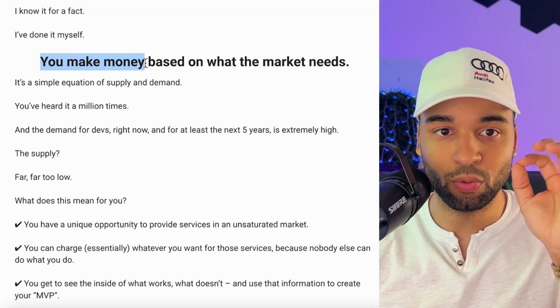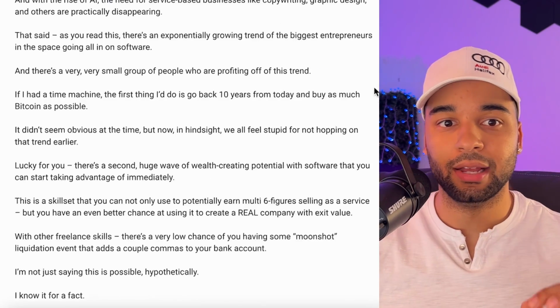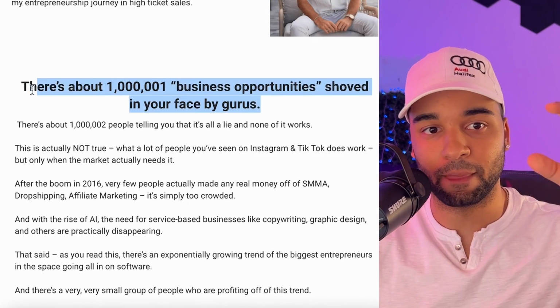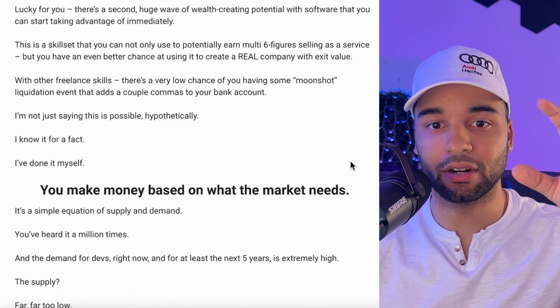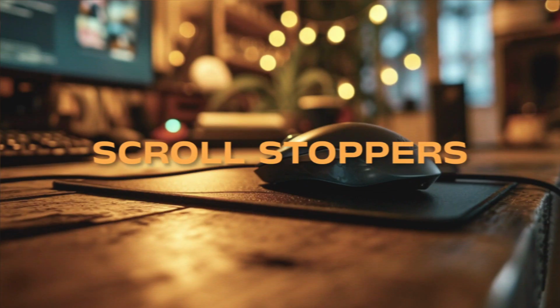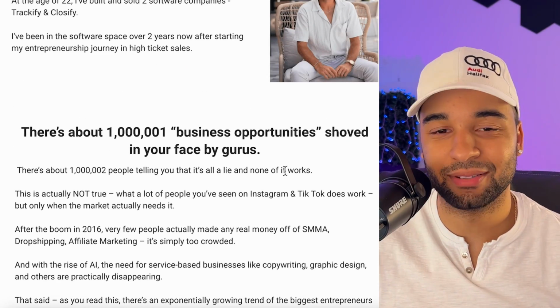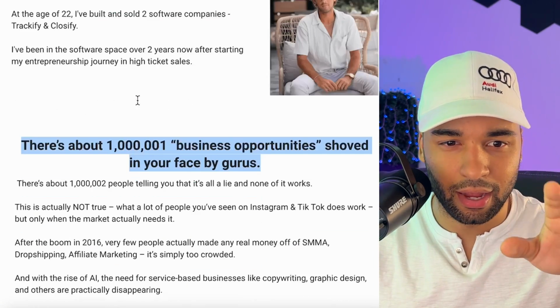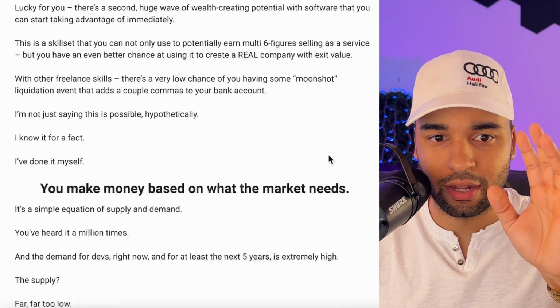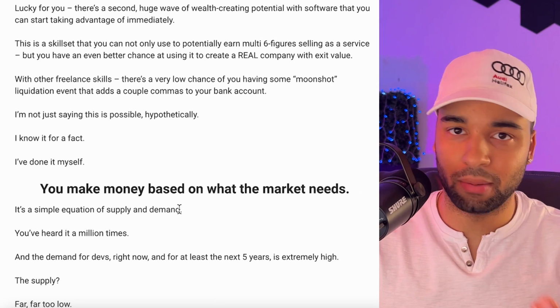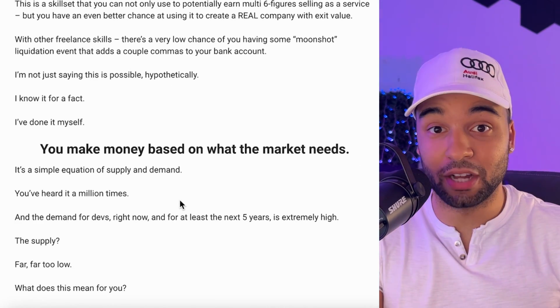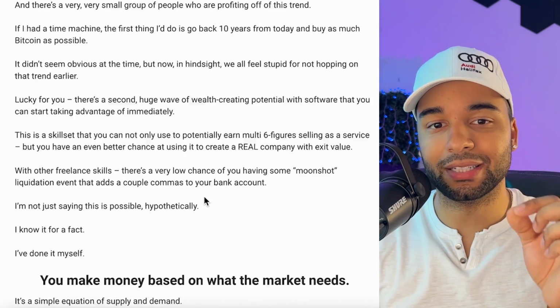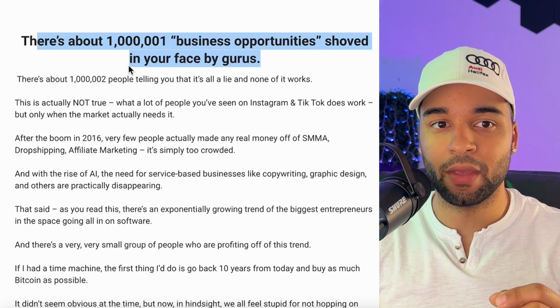And then of course, he's talking about you make money based on what the market needs. So see how there's these big bolded center lines. Okay. These are essentially what's called scroll stoppers. Scroll stoppers are there as the name suggests, to stop you when you're scrolling through. The thing is that you're going to have a lot of what's called skimmers when it comes to landing pages, right? Skimmers are people who open up the page, they go, yada, yada, yada, blah, blah, blah, 1,000,001 business opportunities. And then they go, you make money based on what the market needs, blah, blah, blah, right? So they're just trying to get through it as quick as possible and not actually trying to give it time to read.